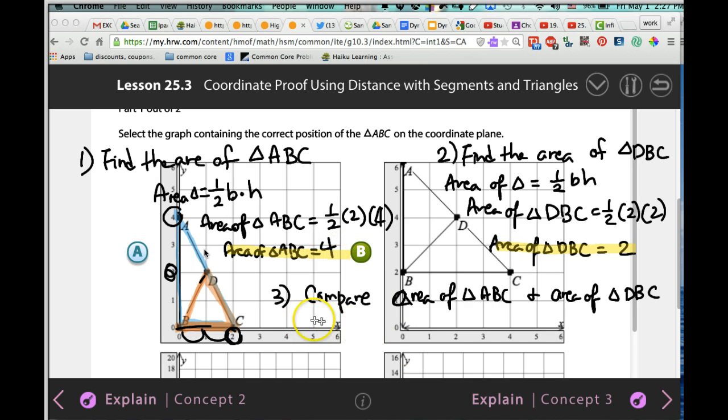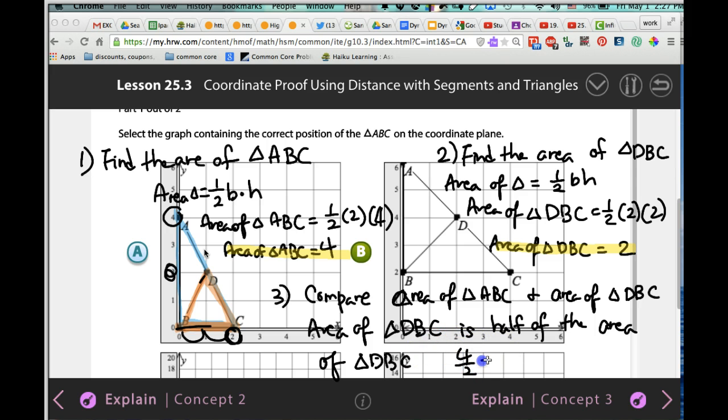So let's write this down. We compared it, and now we know that the area of triangle DBC is half of the area of triangle ABC. And we know this because 4 divided by 2 is 2. And guess what? We are done.